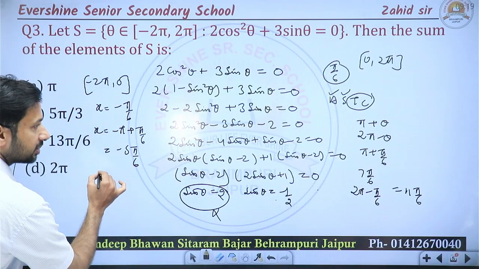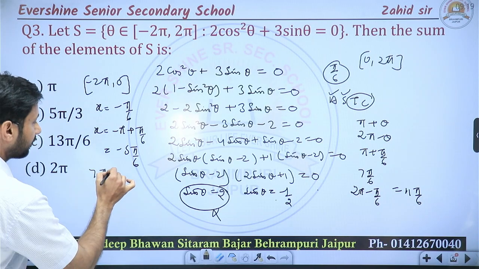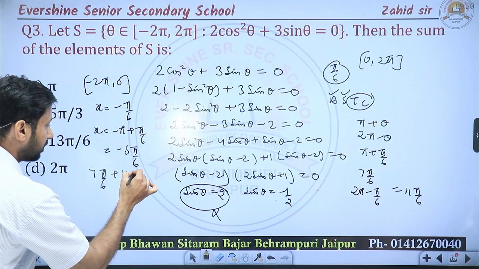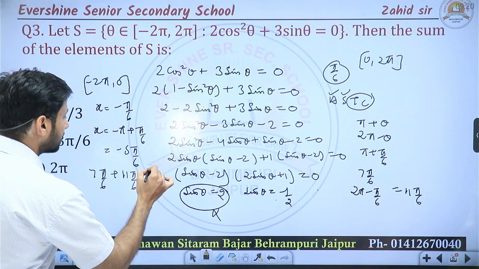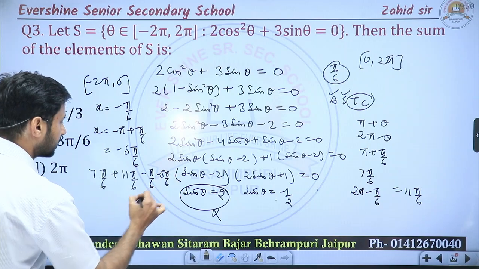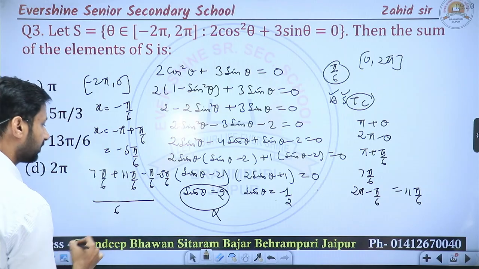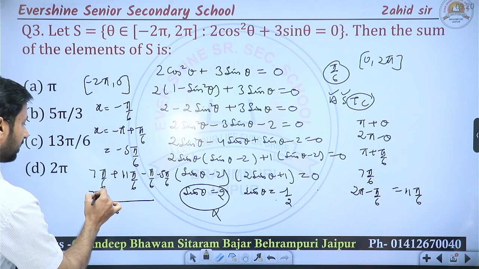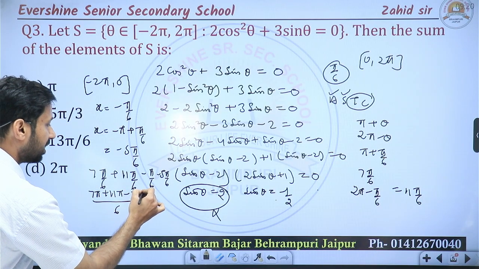The first is 7 pi by 6. The second value is 11 pi by 6. The third value is minus pi by 6, and fourth is minus 5 pi by 6. Now you can add them. Okay, so LCM will be 6. So 7 pi plus 11 pi minus pi and minus 5 pi.